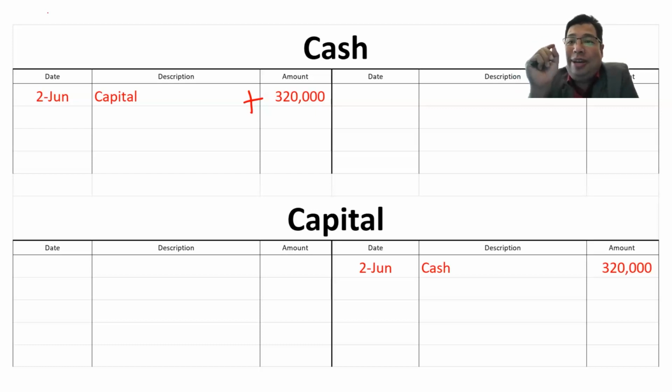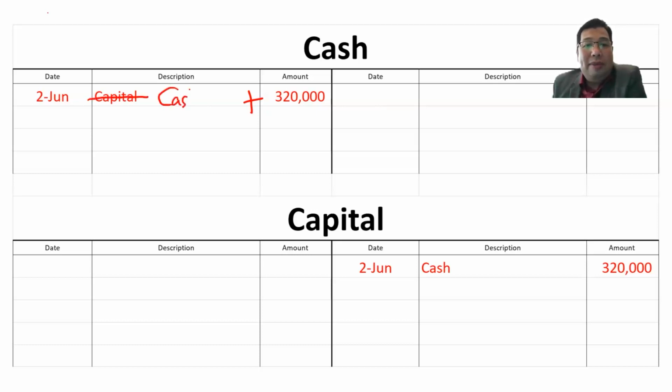So I want to know the story behind that. What is the source of the money? This 320,000 comes from the capital, from the owner. If you don't put it here and just put cash, it won't help you explain the source of the money. Where does the money come from? Later on, you might receive cash, maybe 10,000, but this 10,000 comes from your revenue.